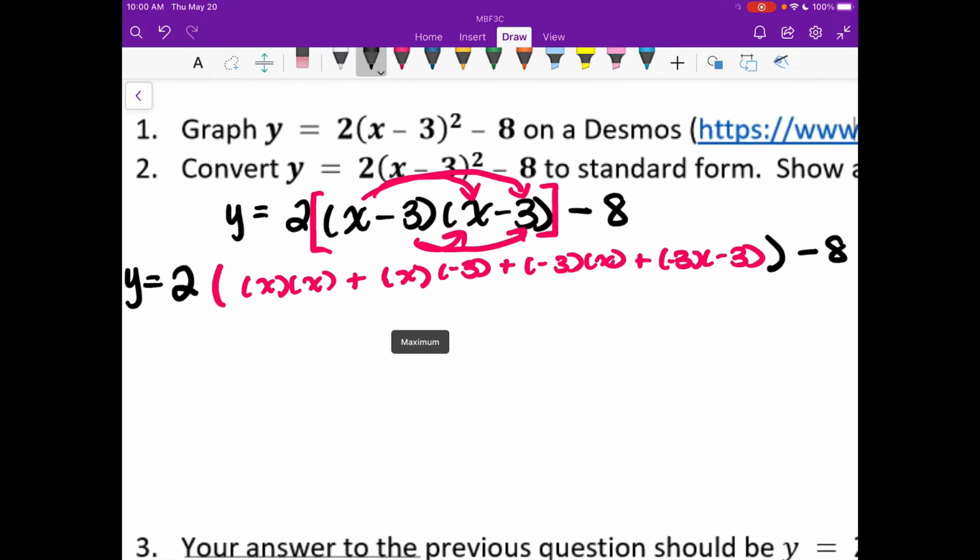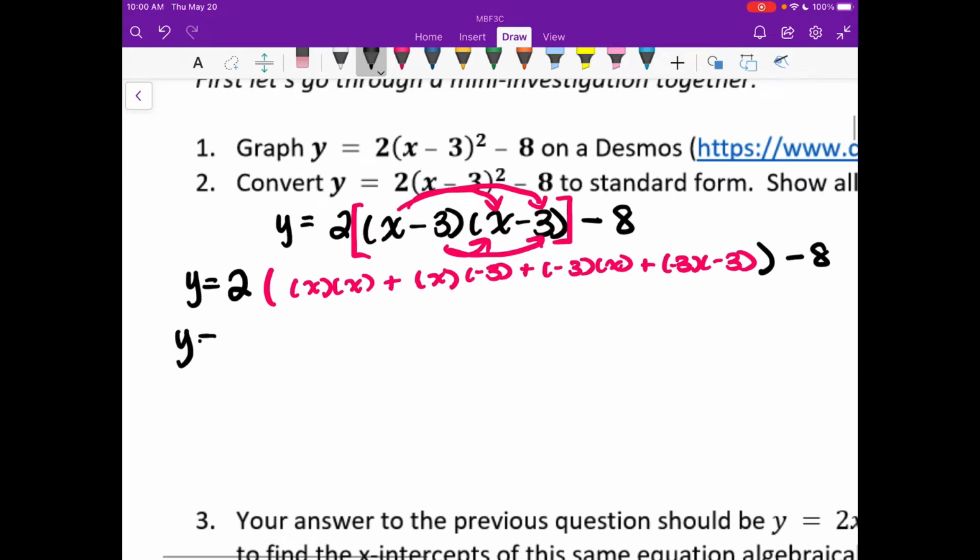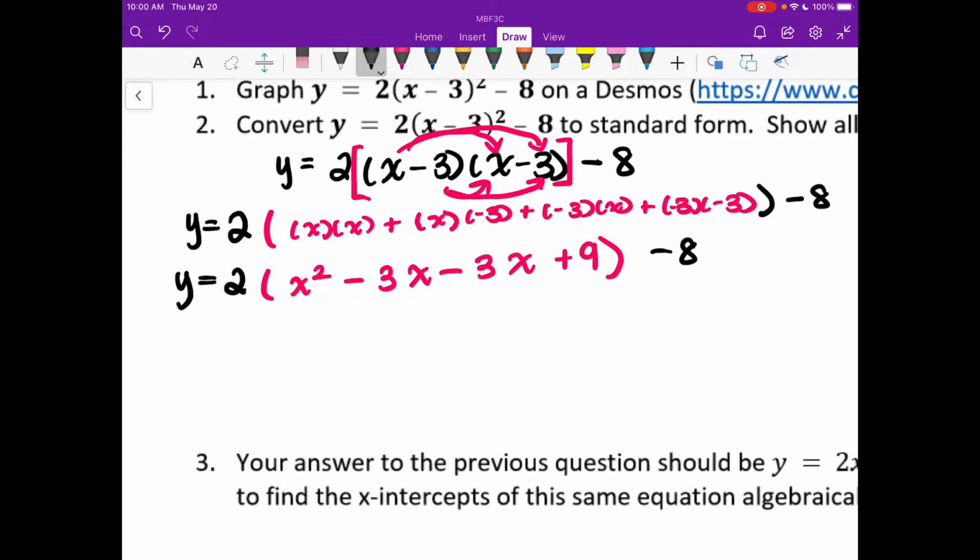Okay, so let's just deal with whatever's in the pink bracket first. I'm just going to write my 2 again. So x times x is x squared, x times negative 3 is minus 3x, negative 3 times x is minus 3x, and then negative 3 times negative 3 is positive 9. Minus 8. I'm going to go and collect my like terms. So it's going to be y equals 2 times (x squared, negative 3 minus 3 is negative 6x, plus 9) minus 8 on the outside again.